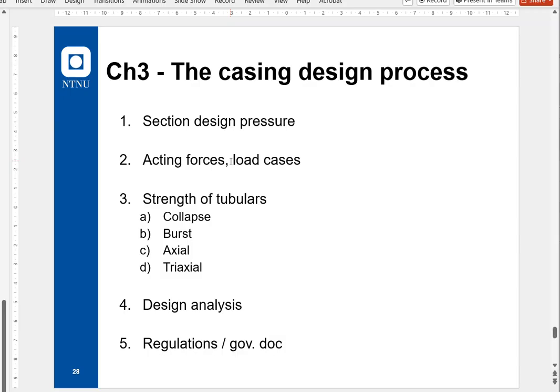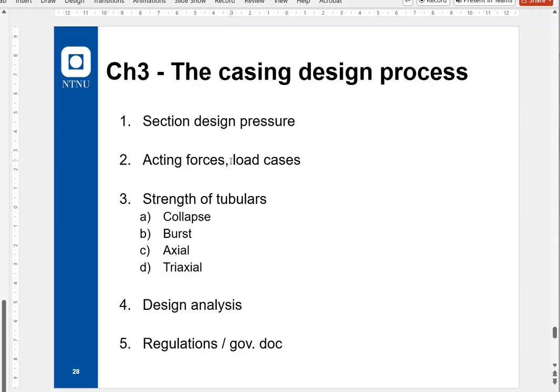We need to analyze all those cases because it's a life cycle analysis that we're doing. Our analysis will make sure that the casing holds and delivers the integrity throughout the whole life of the well until permanent abandonment. Yeah, we look at the strength of tubulars. One thing is to analyze all the forces that act on the tubulars, but we also need to understand what kind of limits, design limits, we have for the tubulars.